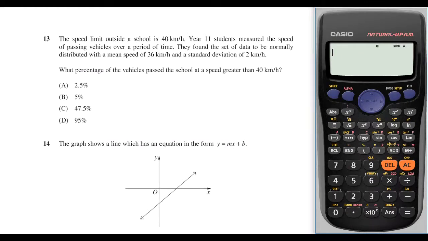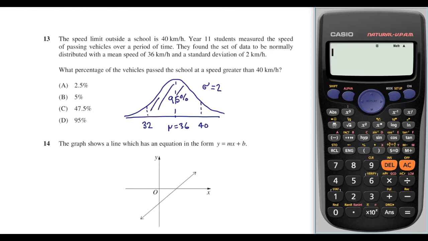Question 13. This normal distribution looks like this. The percentage of a normal distribution which is within 2 standard deviations of the mean is 95%. So the percentage of vehicles travelling greater than 40 km per hour will be a half of the remaining 5%, i.e. 2.5%.